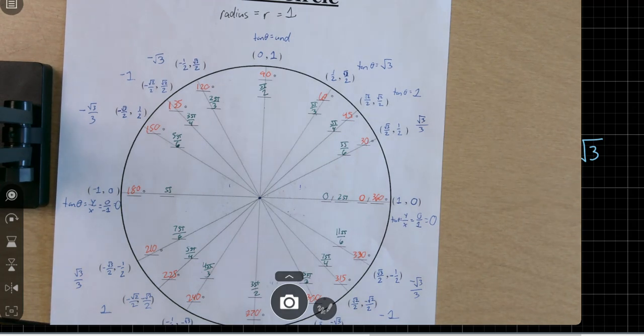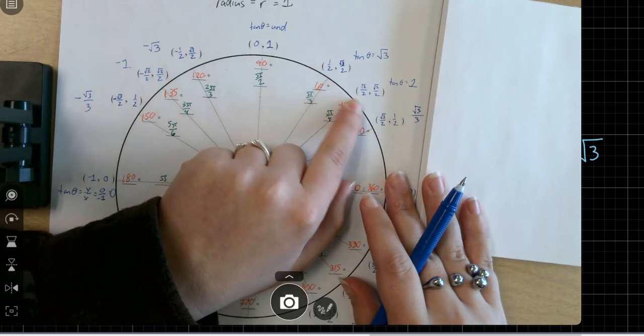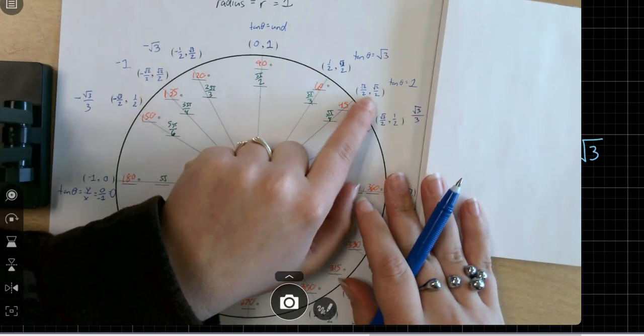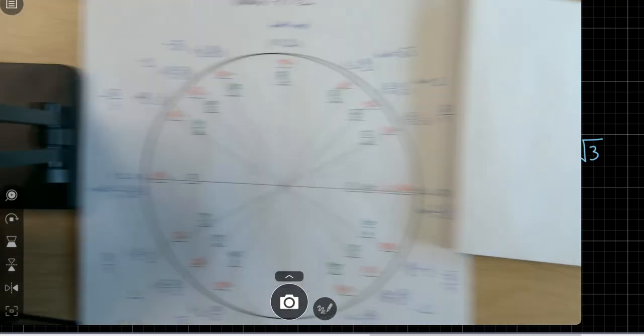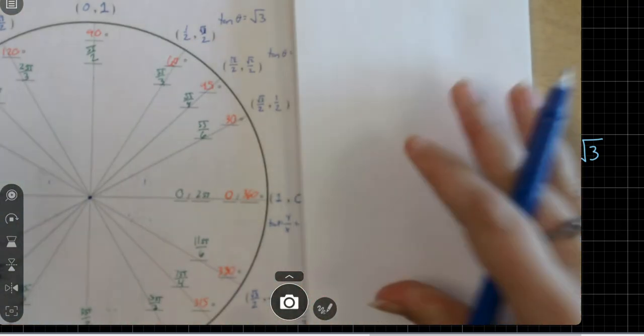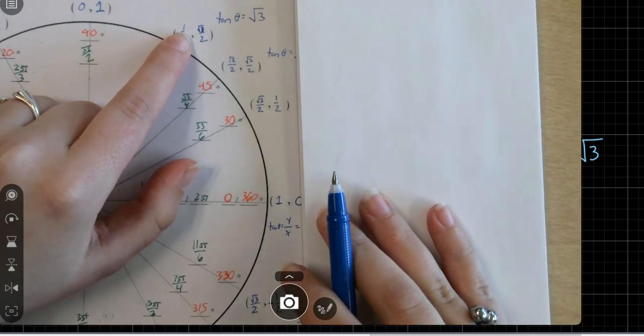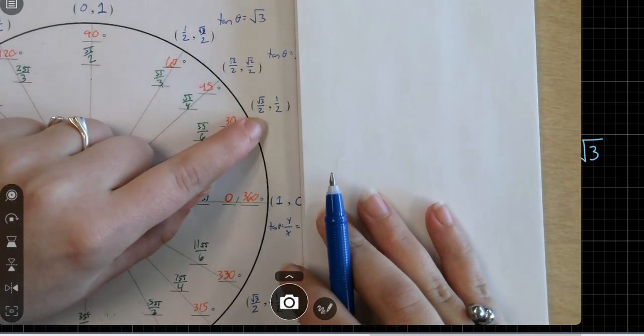So we know the whole "all students take calculus," right? So you know when it's positive and negative. Let's look at these points right here. What is every single denominator in every single fraction? 2. Perfect. Now, what's on top here? 1. What's on top here? 2.